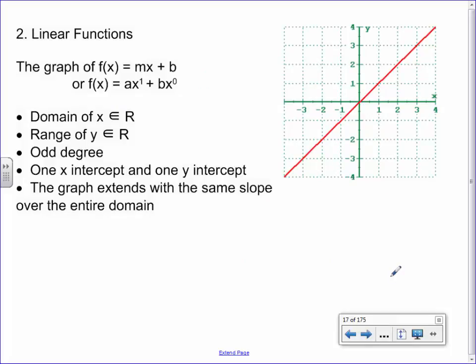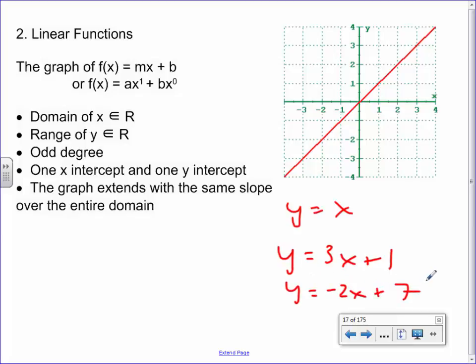Okay, then there's linear functions. This is what you guys did in grade 10. Let's say it was the graph y equals x. But you guys have learned things like y equals 3x plus 1, or y equals minus 2x plus 7. You guys remember doing this at some point? So let's play that same game. Why don't I use this equation right here?